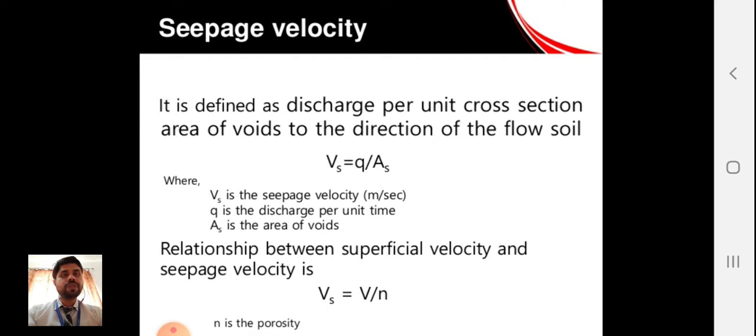Now, seepage velocity. What is seepage velocity? Seepage velocity is defined as discharge per unit cross-sectional area of voids in the direction of the flow of water, which is denoted as Vs is equal to Q upon As, where Vs is the seepage velocity in meter per second, Q is the discharge per unit time, and As is the area of voids. The relationship between superficial velocity and seepage velocity is Vs is equal to V upon n, where n is the porosity.